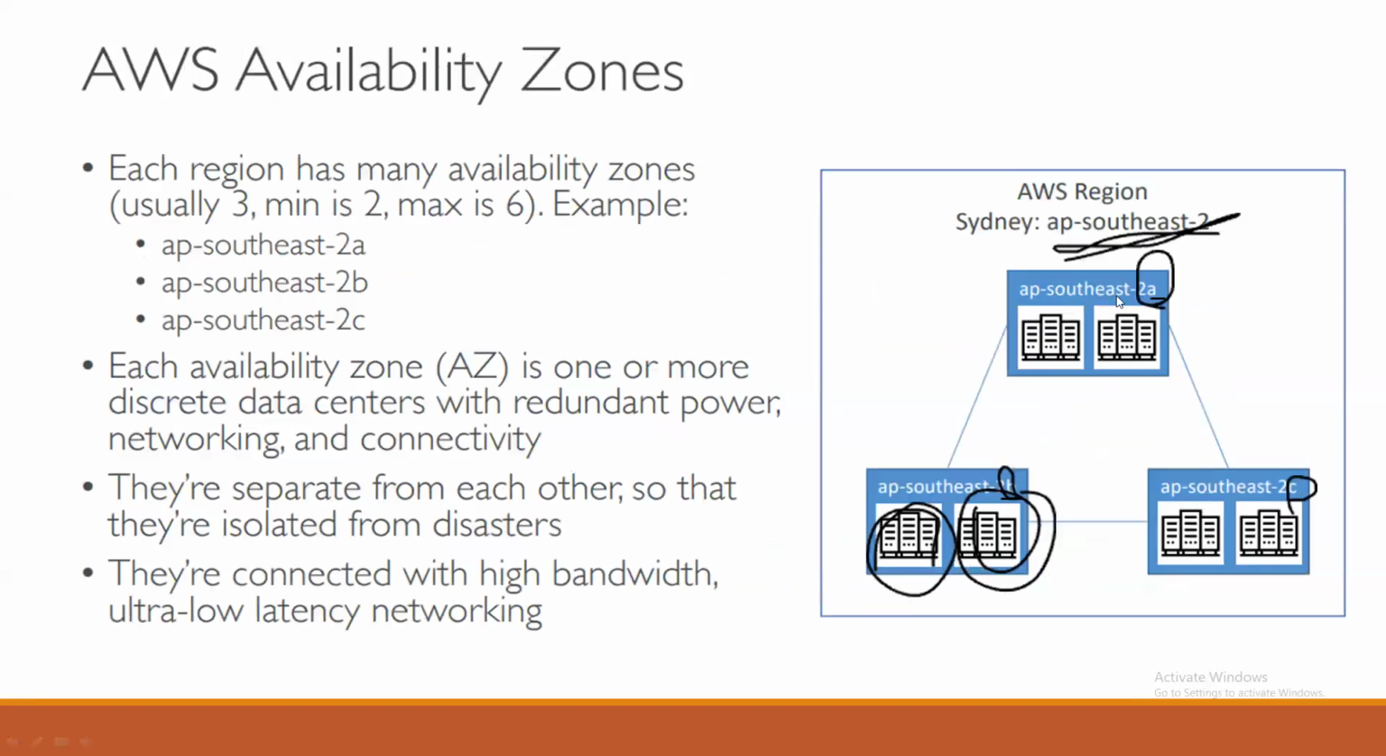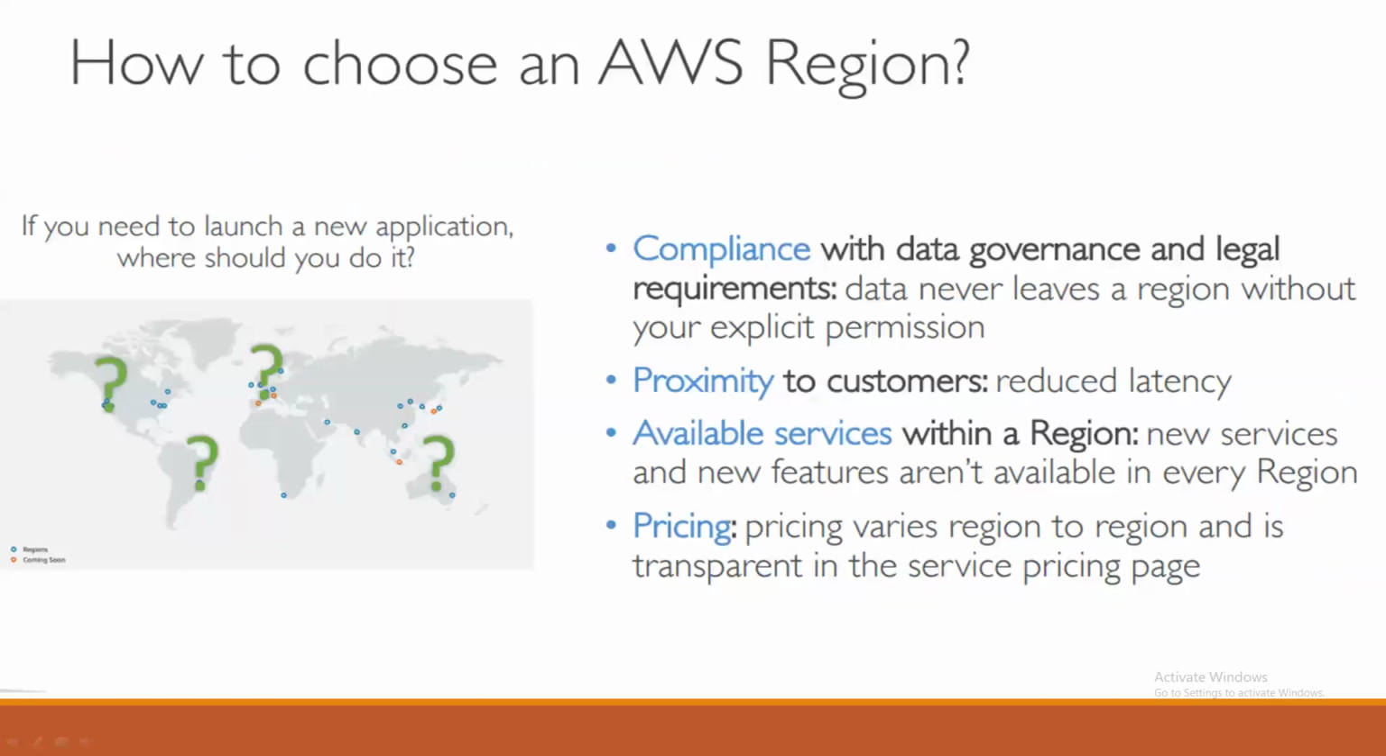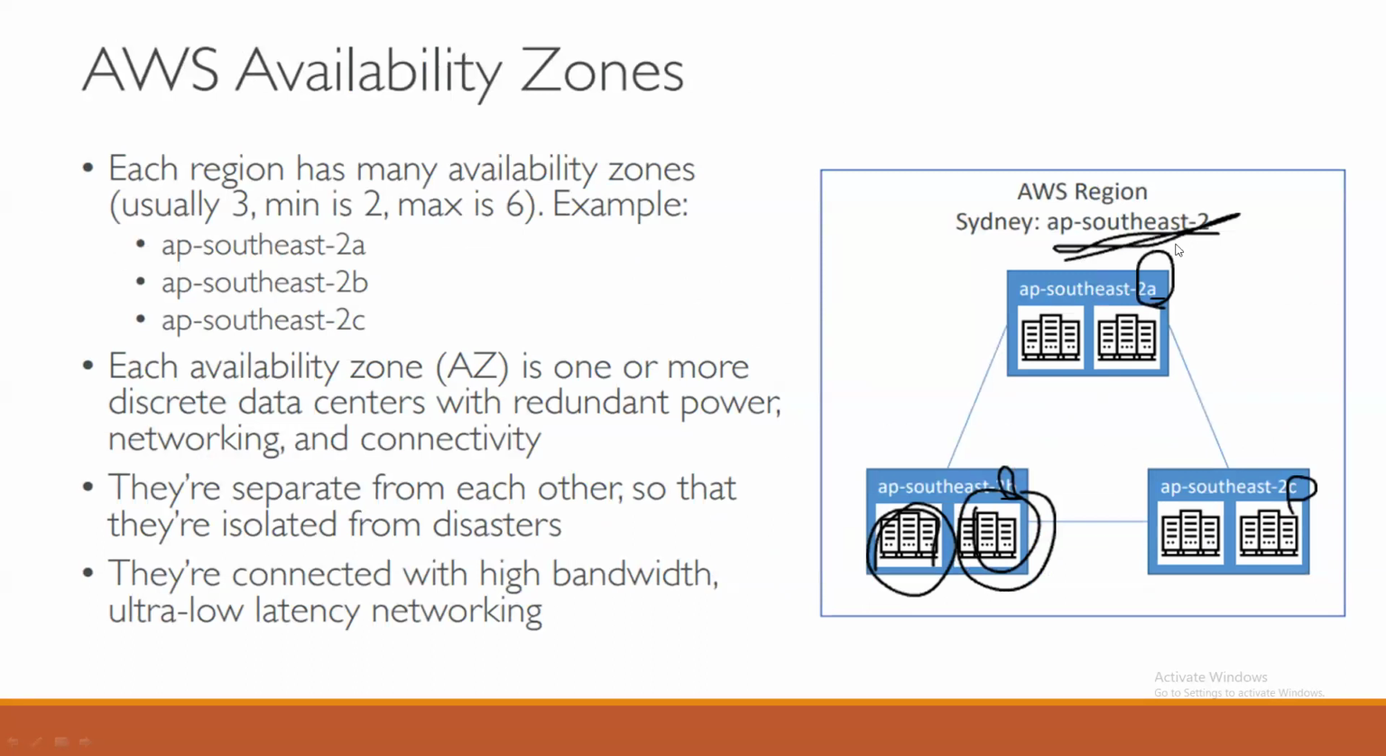So availability zones. Region, guys, what is the region? AP Southeast 2. What is AP Southeast 2? AP Southeast 2 is Sydney. Mumbai is AP South 1. So AP Southeast 2 is the Sydney region, right? This region has three availability zones: 2A, 2B, 2C. These are the three availability zones. Every availability zone has two data centers.